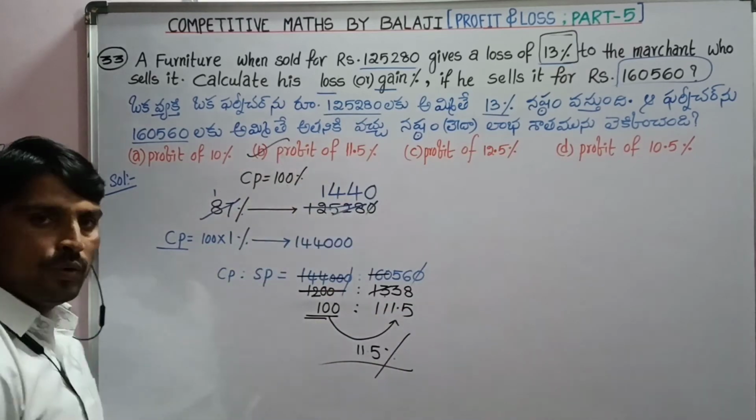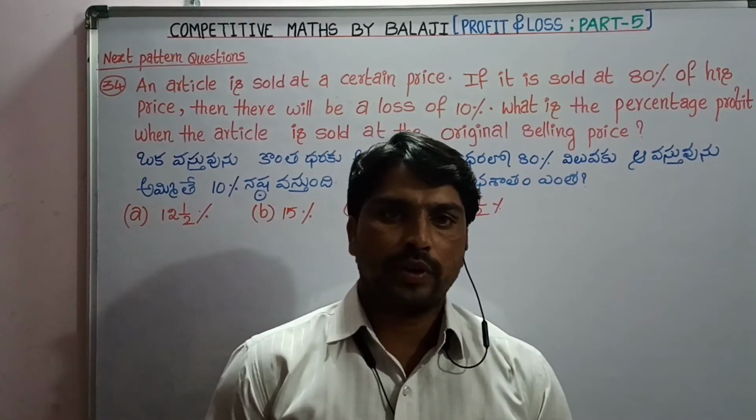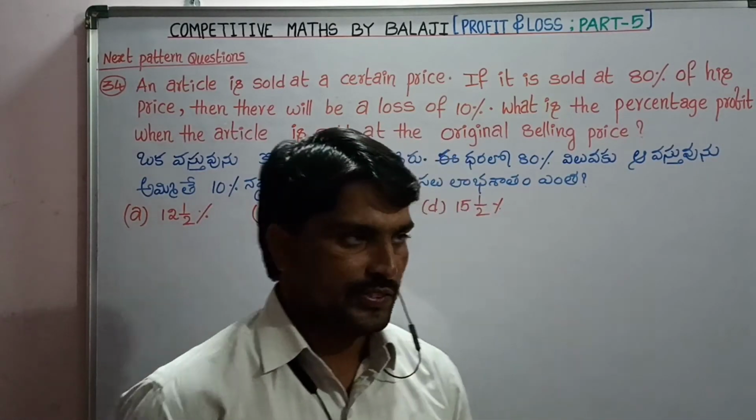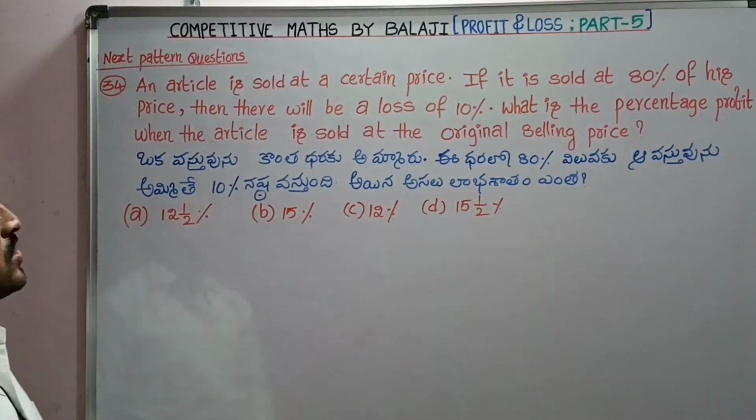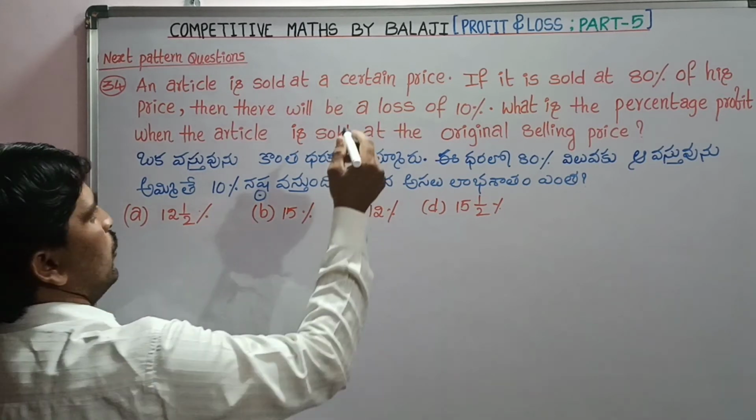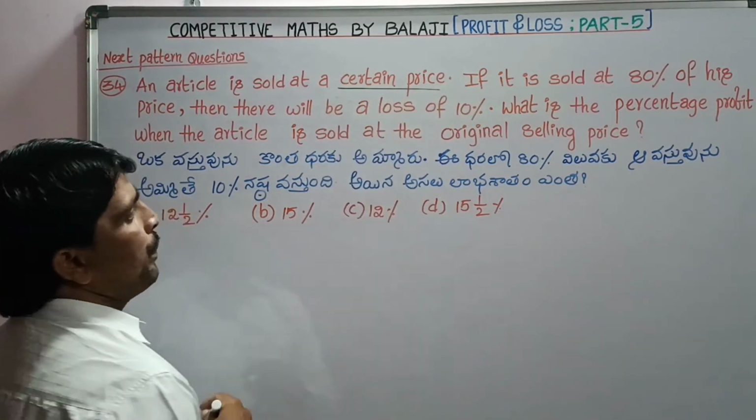So answer is B. Okay. Next most important question and next pattern questions. 34. An article is sold at a certain price. So we don't know the SP actually.